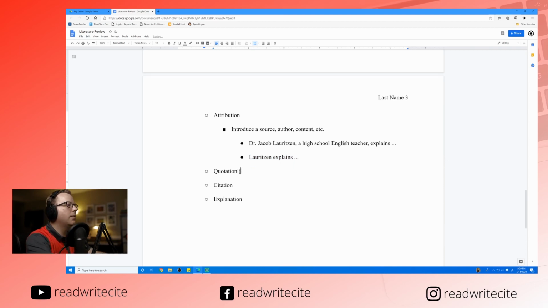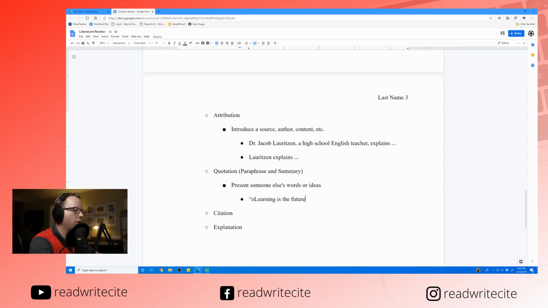Quotation, by extension, is also paraphrase and summary as well. This is when you actually present someone else's words or ideas. There we go. Okay, so this could be what follows Larson explains. This could be a quote. E-learning is the future, or something like that. This could be what appears in quotation marks. This would be a quote.